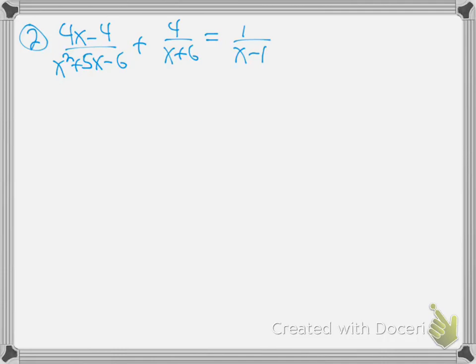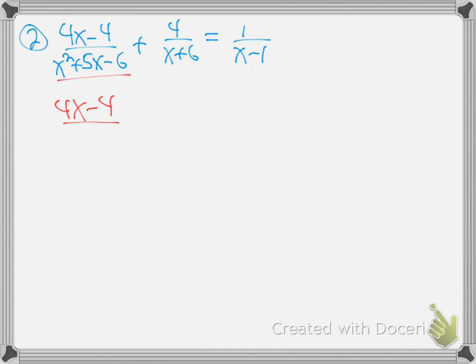Okay, so what are we supposed to do first on this problem? So when we have fractions, we've got to first factor. So this denominator right here, let me bring this down. It's going to be 4x minus 4 over. I'm not going to factor that 4x minus 4. I don't care about numerators, just factor denominators.